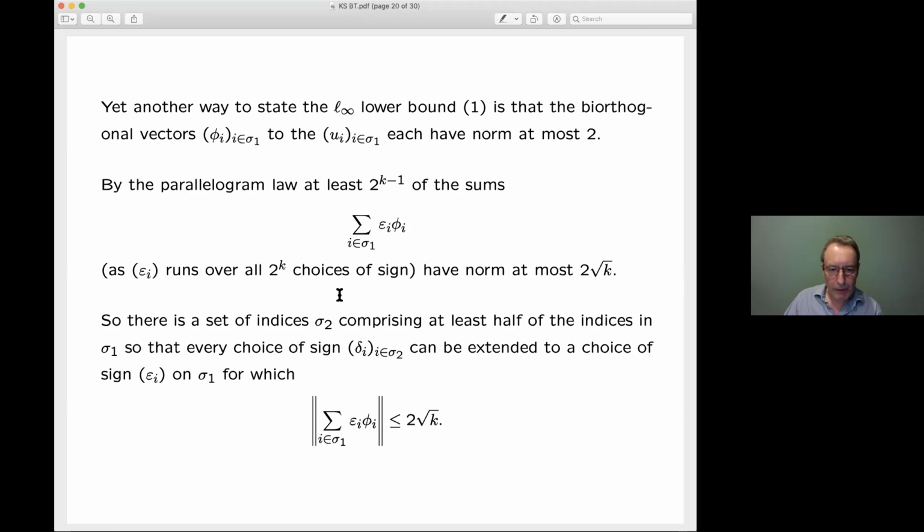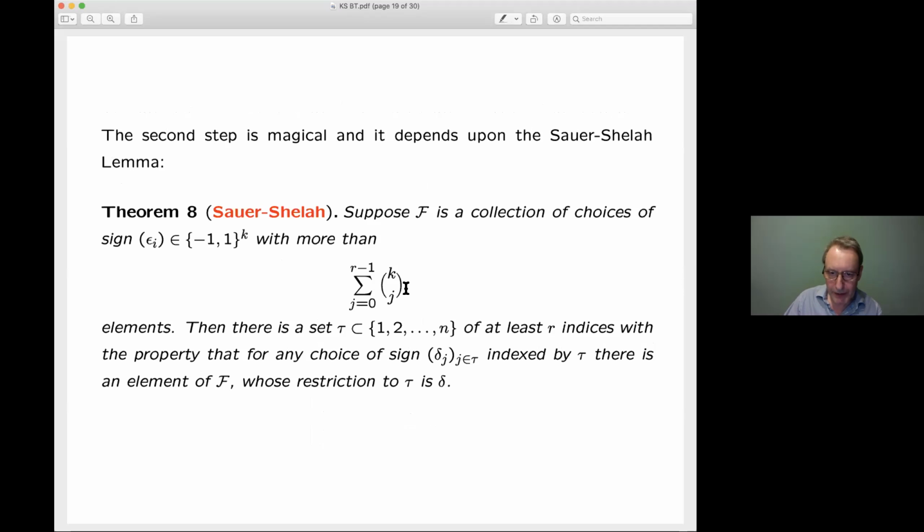Okay, now what that means by Sauer-Shelah is that there's a set of indices inside this sigma 1 comprising at least half the indices. So I've got this sum of binomial coefficients, which is half of the 2 to the n, 2 to the k. And that means I can go up to the middle binomial coefficient. That means r is about a half of k, and oh, that n is k, excuse me. Yes, that's causing me a slight problem, but I guess you understood that.